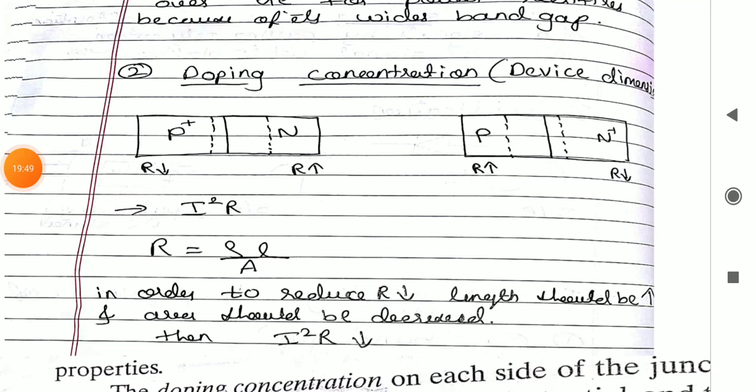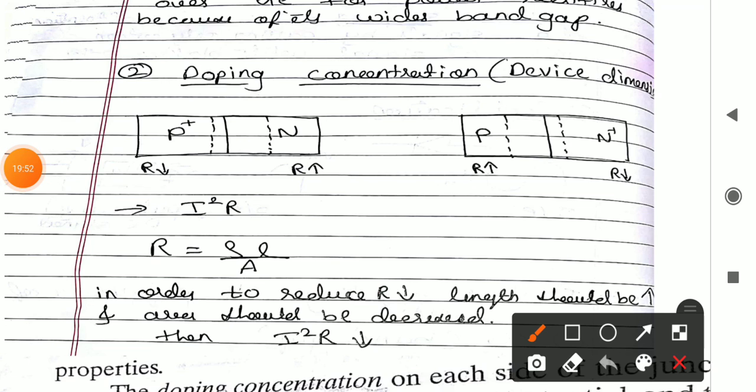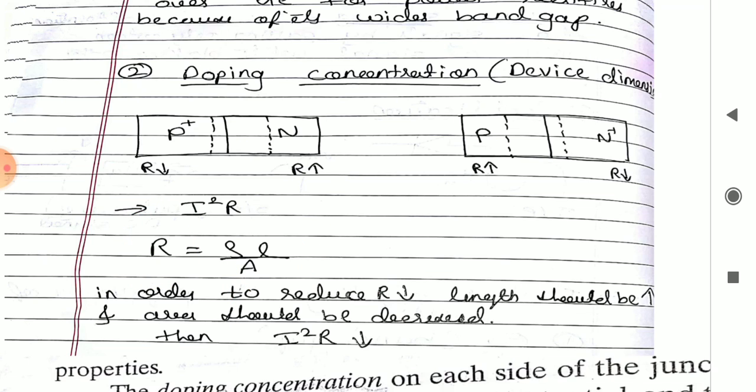By decreasing the L value and by increasing the area. Then only can I reduce the R value. So this is another factor that will affect the rectification. The second factor that affects the rectification we call the device dimension or device geometry. It also plays an important role along with doping concentration.